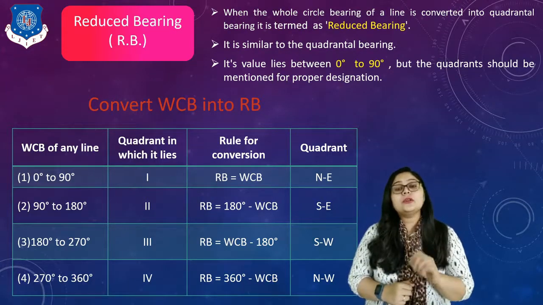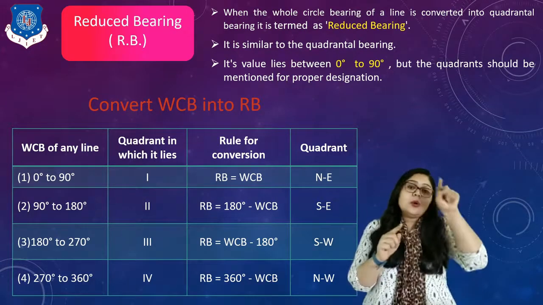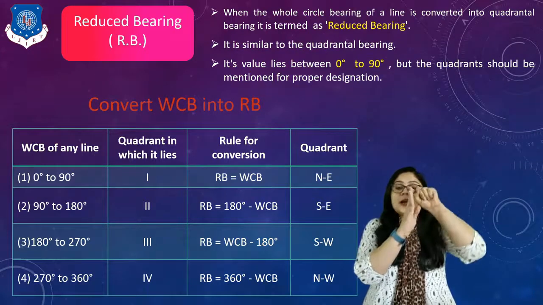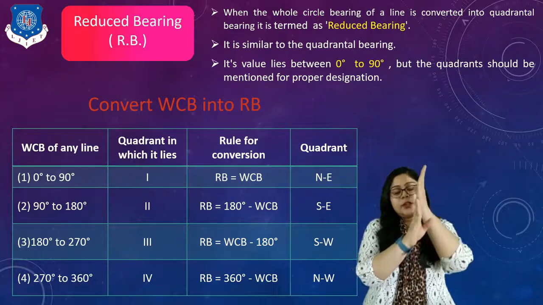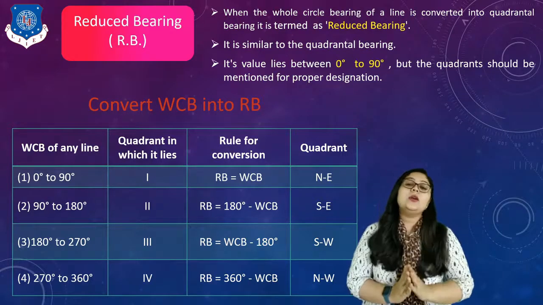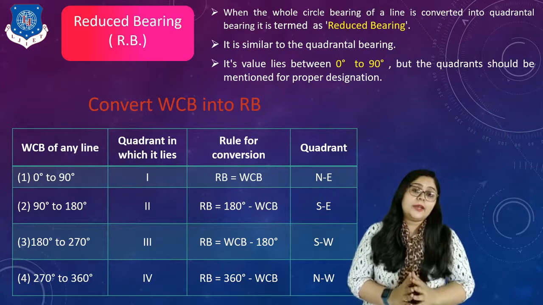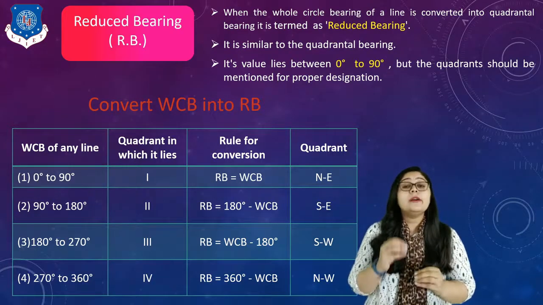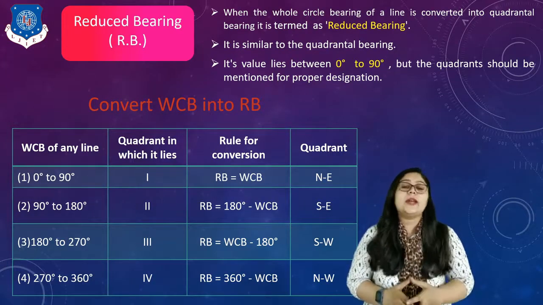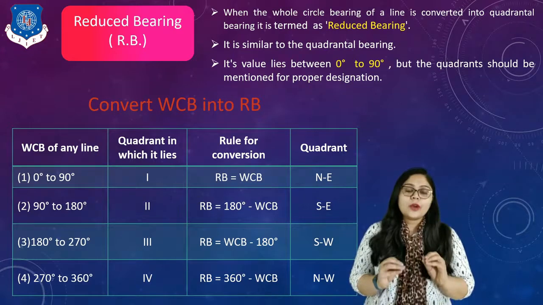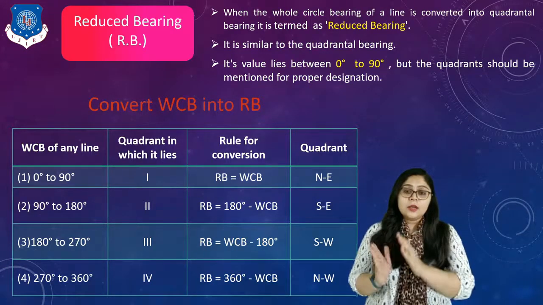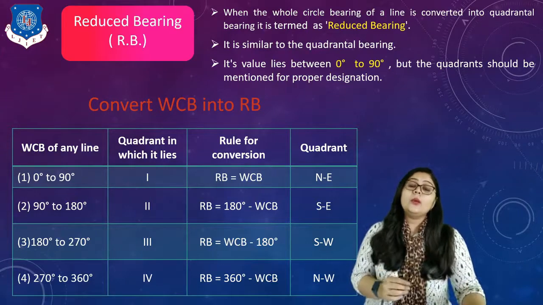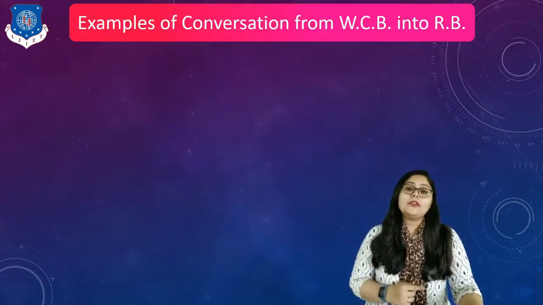And lastly, for the fourth quadrant, it is a whole circle. It means from north, I go in the clockwise direction to my fourth quadrant, and in the opposite way, from north in anti-clockwise, I go to my survey line in quadrantal bearing. So the equation is reduced bearing is equal to 360 minus WCB. For now, please try to understand this, but you will understand it better with the examples of conversion.